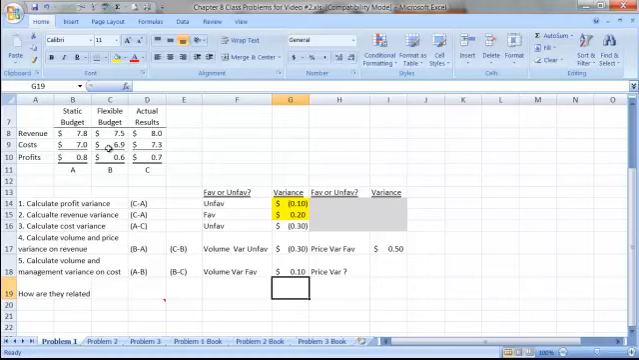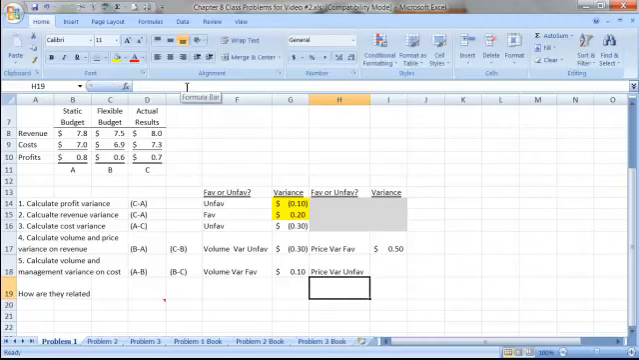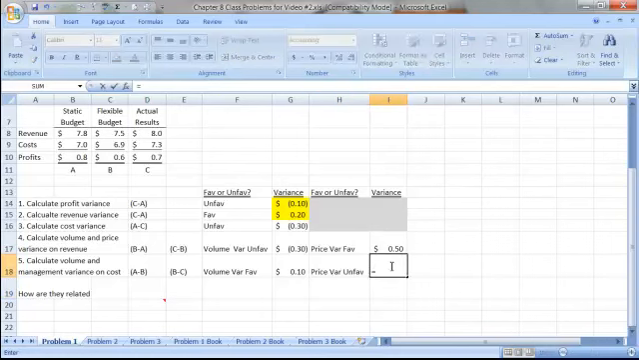Now let's look at it on the cost side. Sorry, on the managerial variance on the cost side. Flexible budget was 6.9. The actual results was 7.3. That would be an unfavorable variance. And now it would be actual, and that's 0.4.